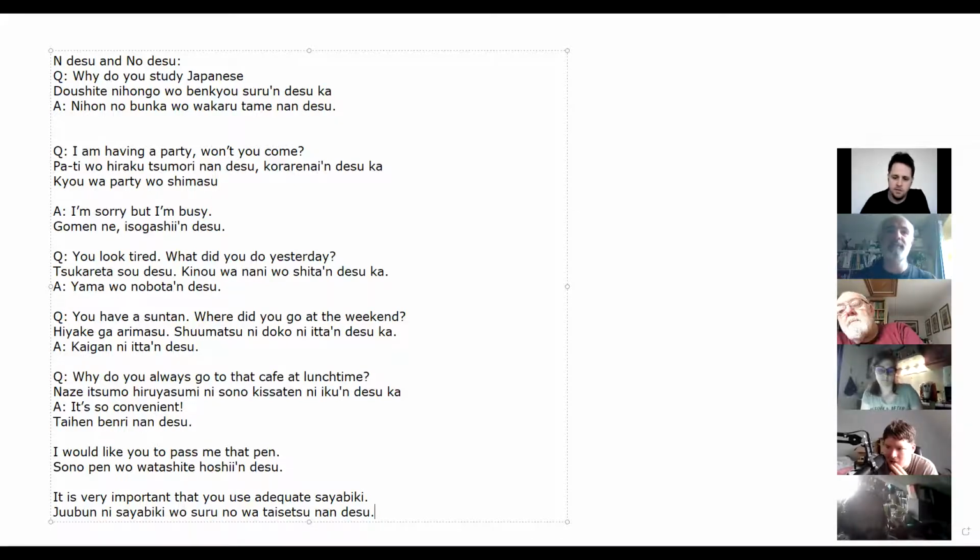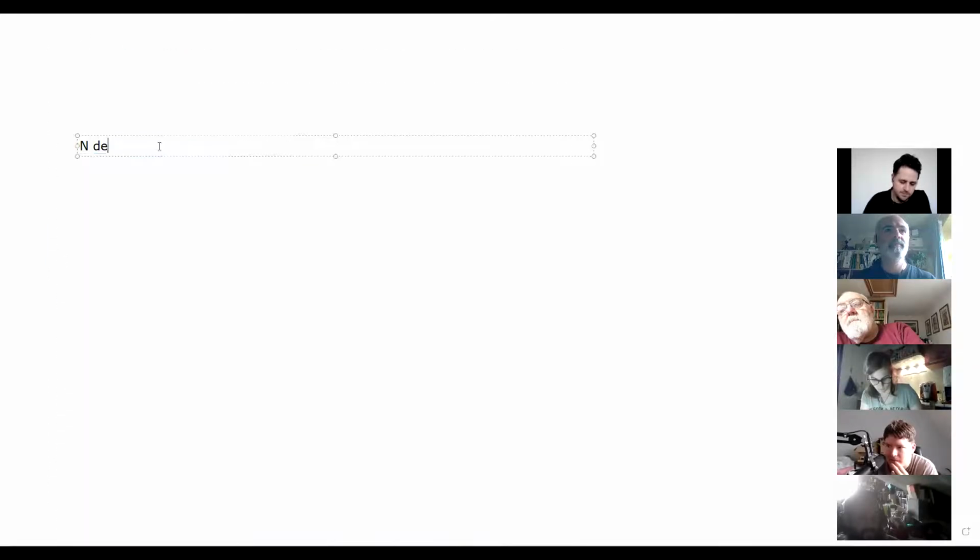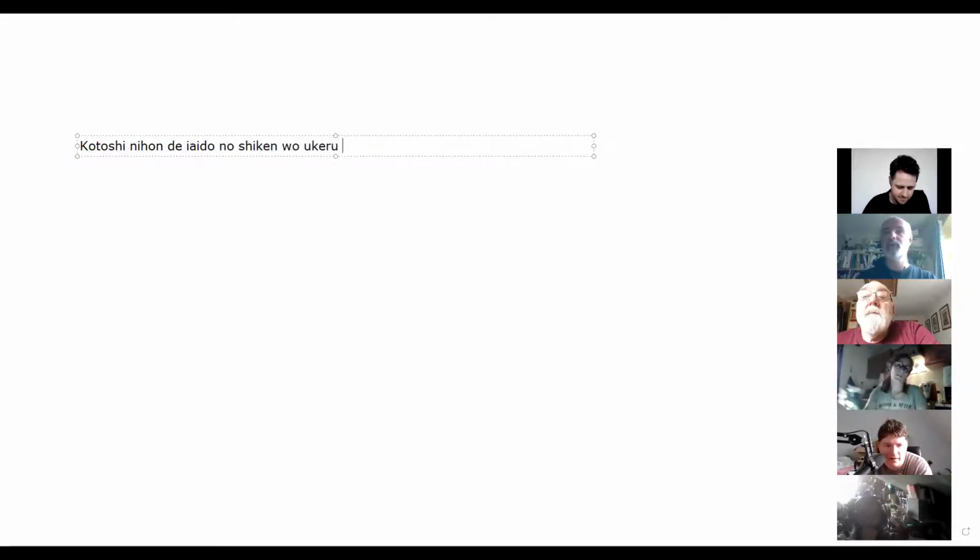So, for example, if I was writing to Shido Sensei and saying, I'm planning on taking my examination in Japan this year, then I would say: Kotoshi, Nihon de iaido no shiken o ukeru tsumori.